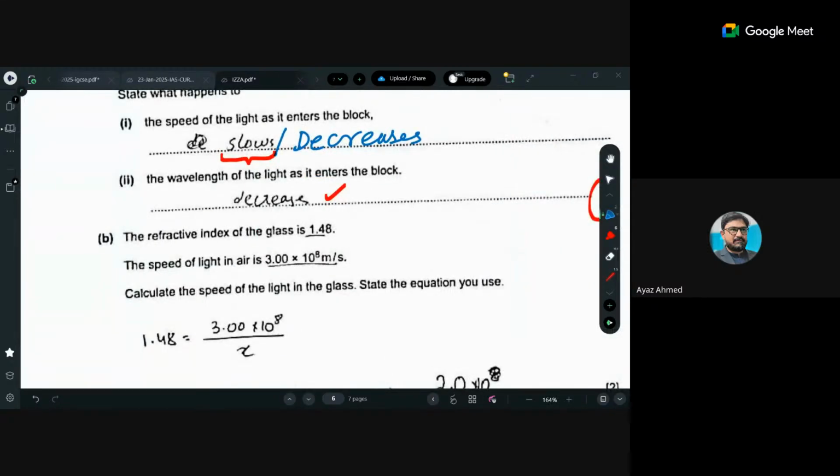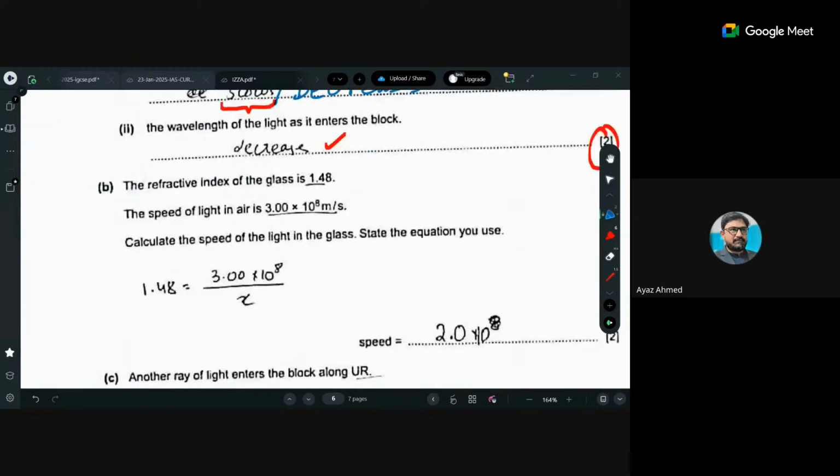Okay, now the refractive index of the glass is 1.4. The speed of the light is 3 into 10 to the power 8. Calculate the speed of the light in the glass. State the equation you will use. So when it said to state the equation, why didn't you use the equation, my child? I just read it. That is the problem. So here, it was mandatory to state the equation.